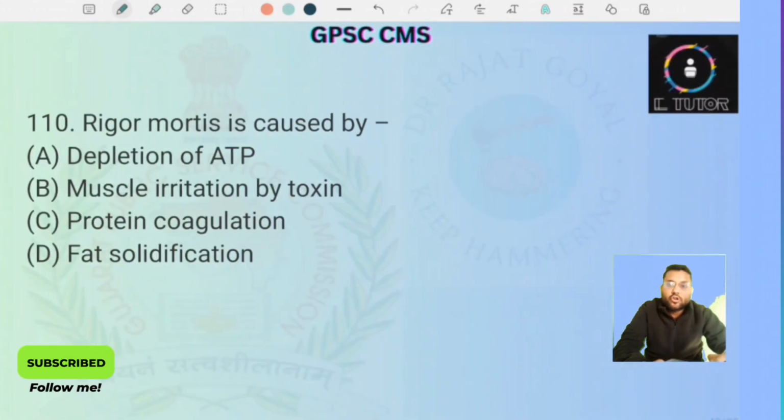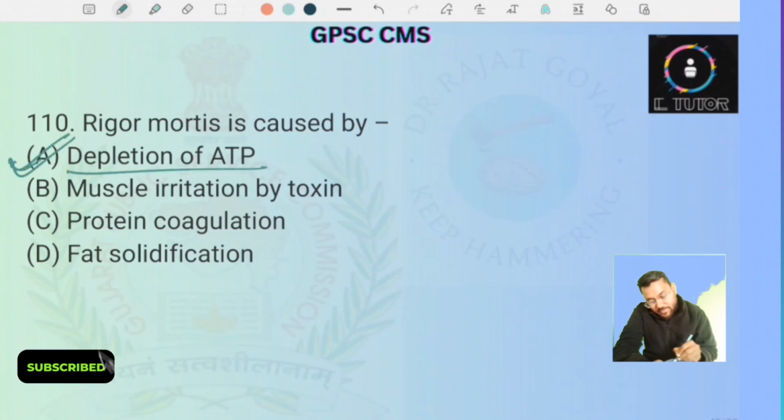Rigor mortis is caused by, so this is a direct question. We know that rigor mortis occurs after death and it occurs due to sudden depletion of ATP, due to which relaxation of muscle will not be there, leading to stiffness of the body. So the answer will be option A, depletion of ATP leads to rigor mortis.